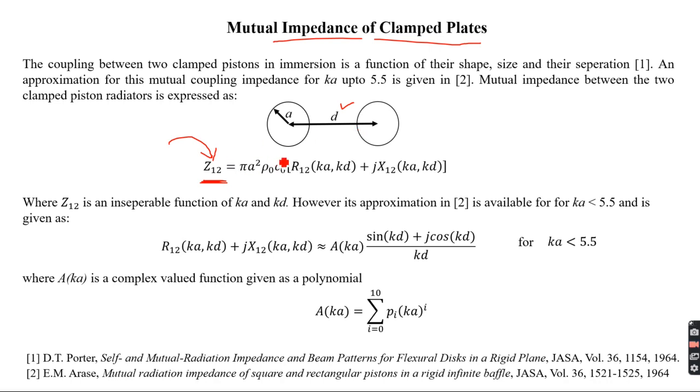Then the mutual radiation resistance becomes a function of the distance as well as the geometry, which is the same. So the radius is the same, and you have the same pitch. It also depends on the pitch. So it's an inseparable function of ka, the frequency, as well as kd. It depends both on the geometry as well as the distance. So Z12 is an inseparable function of ka and kd. However, there's an approximation available in reference 2, which you can see over here.